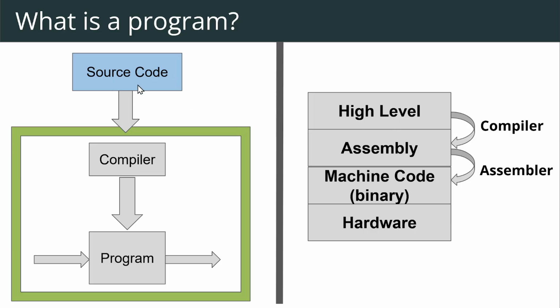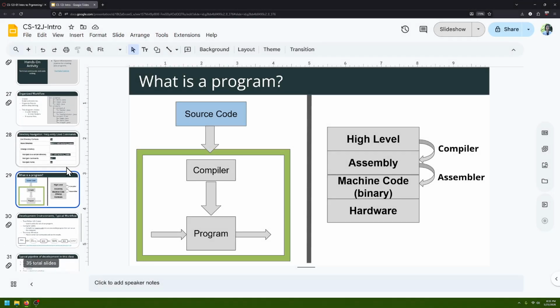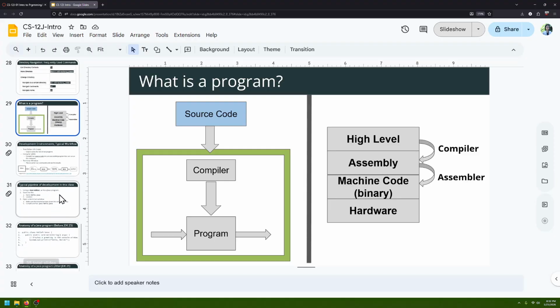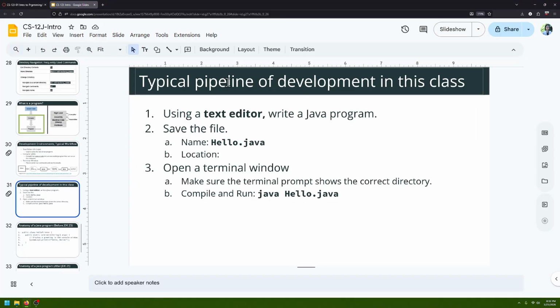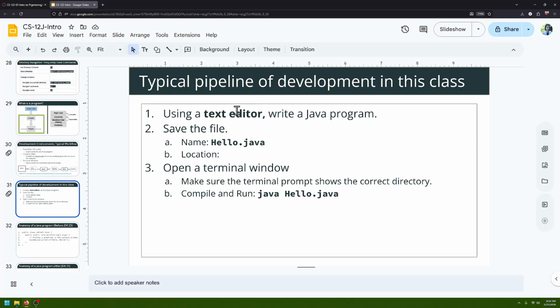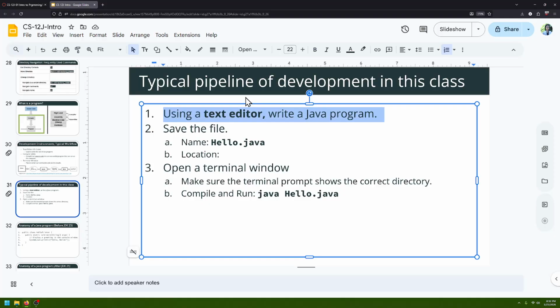So let's go ahead and actually apply this. The typical pipeline of development: we will typically write a file that contains code, and then, very important, save it, and then finally run it. So let's go ahead and apply this.